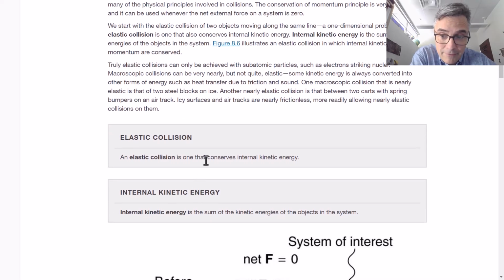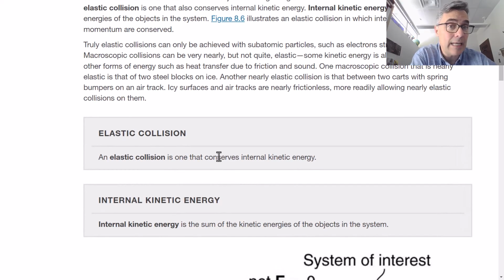So there's a definition here. An elastic collision is one that conserves kinetic energy. So we would say any collision conserves momentum because the forces between the two objects are much bigger than any external forces during the collision. An elastic collision is one where the kinetic energy before and after is the same as well.